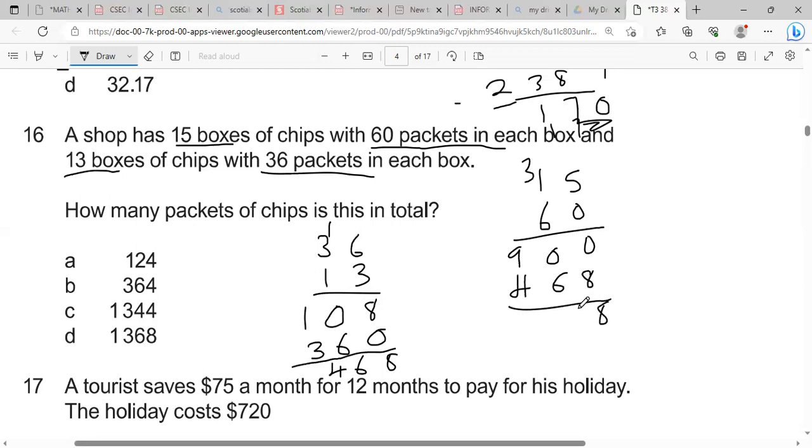So 8 adding now, and then we have what? 13. So that would be D. 1368. All right, let's move on to 17.